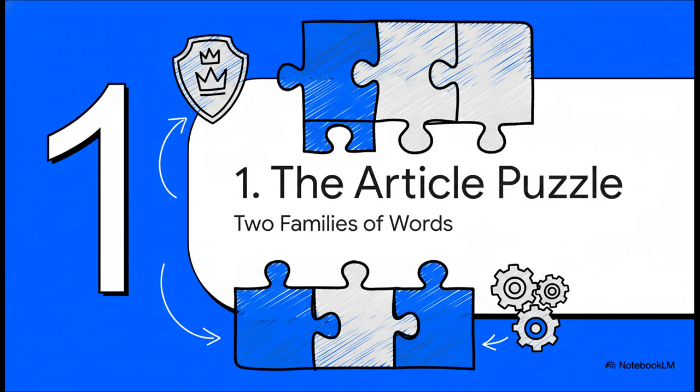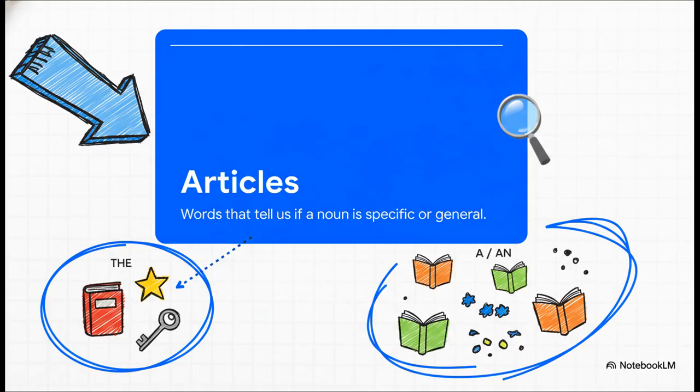The very first thing you need to know is that all these Spanish articles are split into 2 families. You can think of them like 2 different teams that each have a specific job. But wait, what even is an article? Well, their job is super simple. They just tell us if we're talking about a specific thing or a general thing. For example, the book points to that specific book on your desk. But a book, well, that could be any book in the world. See the difference? Specific versus general.